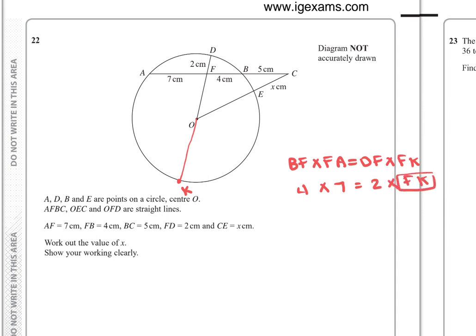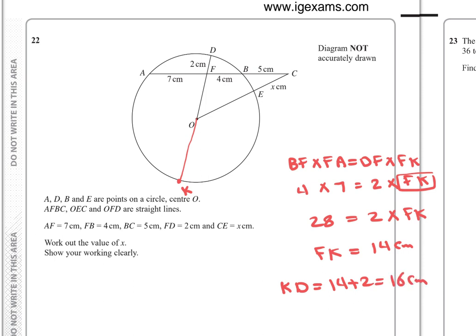Now to find FK, 4 times 7, 28, so 28 equals 2 times FK. So FK equals 28 divided by 2 equals 14 centimeter. So this distance is 14 centimeter. So DK, which is the diameter of the circle, equals 14 plus 2. So KD equals 14 plus 2 equals 16 centimeter. So the diameter of the circle equals 16 centimeter.